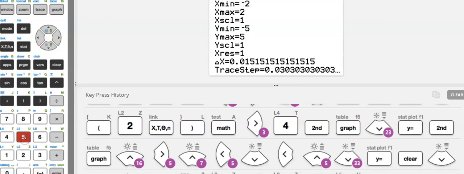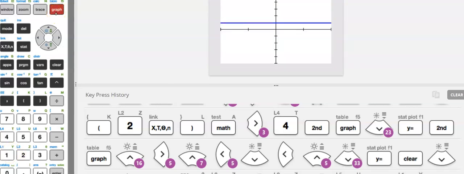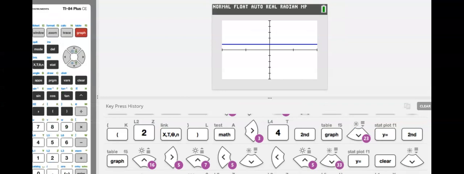I'm going to make my y's 5. So the first one, if I were to graph 1, we all know what that looks like. It's going to be a horizontal line through 1. Let me see if I can make this a little bit bigger. There, now you can see the whole calculator. So that's our first sum.